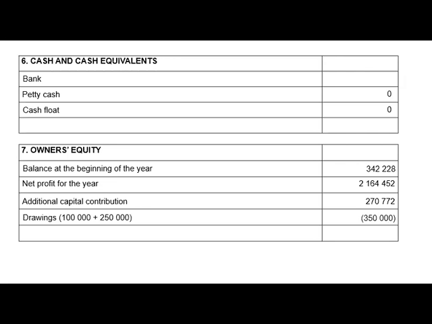So your balance for owner's equity will be 342,228 plus 2,164,452 plus 270,772 minus 350,000. So the balance at the end of the year will be 2,427,452. That's it. At the same time, that will increase my overdraft.